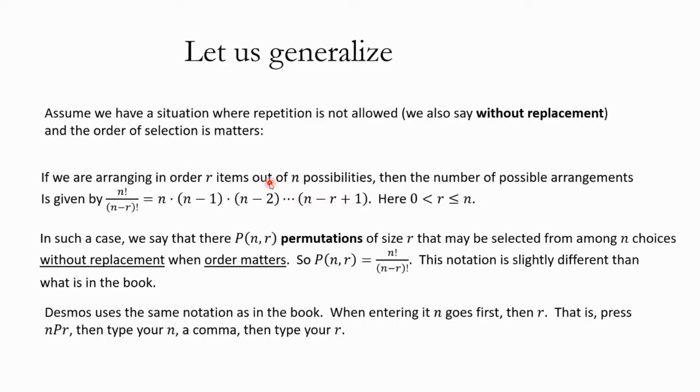We have what's called a permutation. Basically, if repetition is not allowed, people also say without replacement. So once you choose one of the digits, you can't use it again. And let's say the order of selection matters. So the order matters, in other words. We actually have what's called a permutation. Namely, if we have, say, n possibilities, and we're arranging r of those n possibilities in order, again, without replacement.